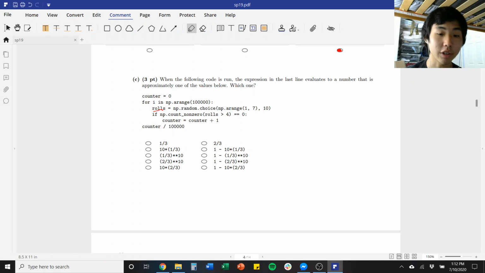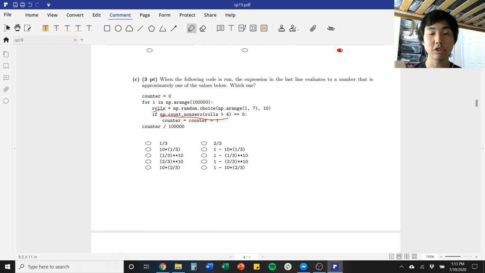So then it's if np.count_nonzero(rolls > 4) is equal to 0, counter equals counter plus 1. So what this line here is saying is what we're counting is, in those 10 dice rolls, what's the probability, or how many times out of 100,000 do we get 0 5s and 6s? So the best way to calculate this is to just figure out the theoretical probability. So if we have 10 dice, what's the probability that we get 0 5s and 6s?